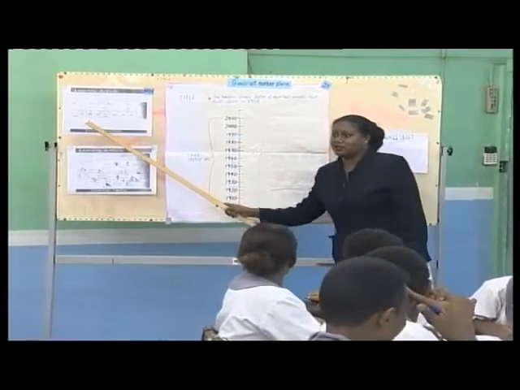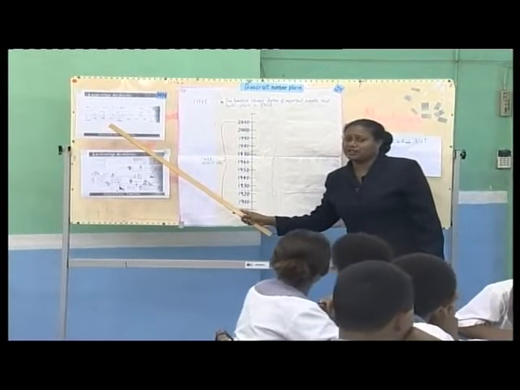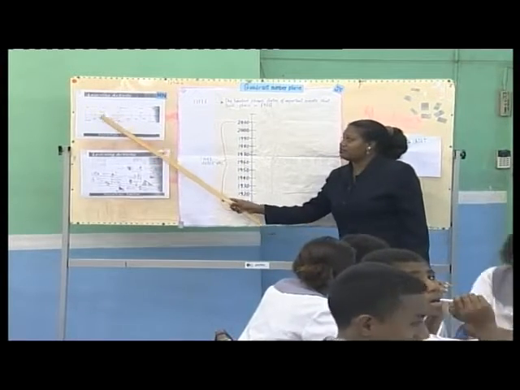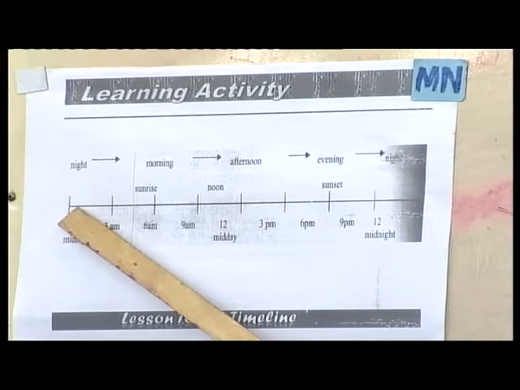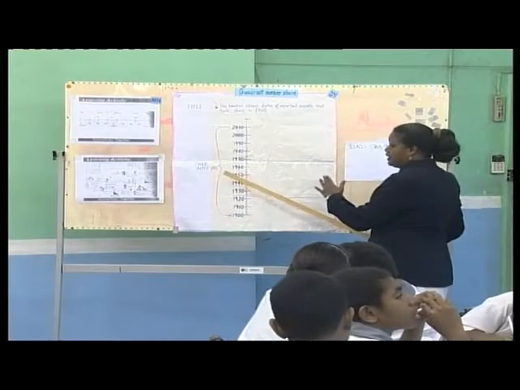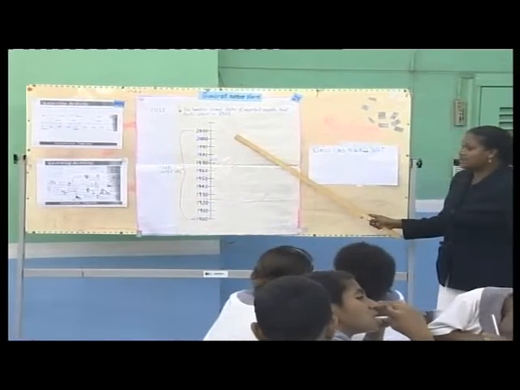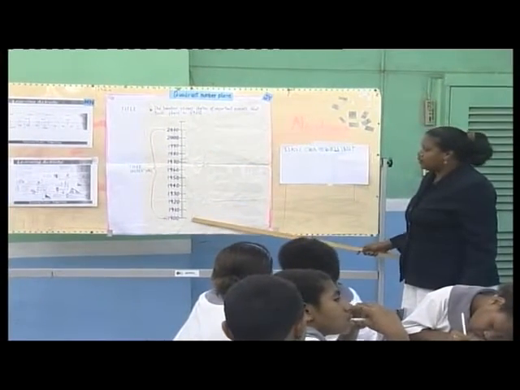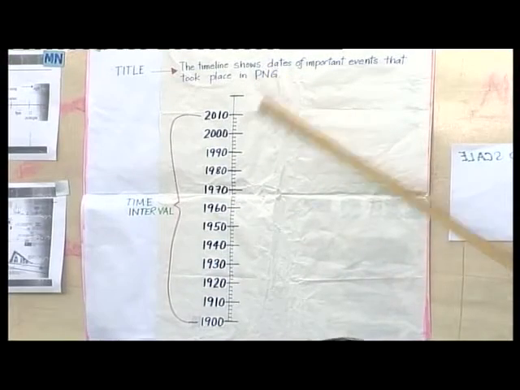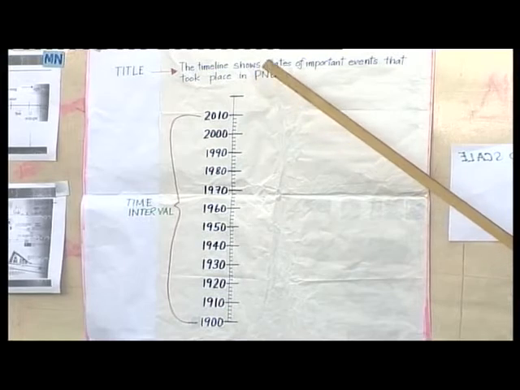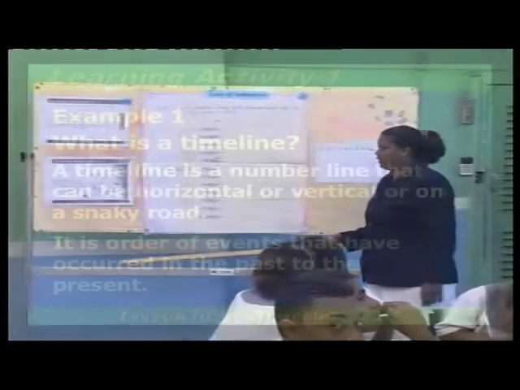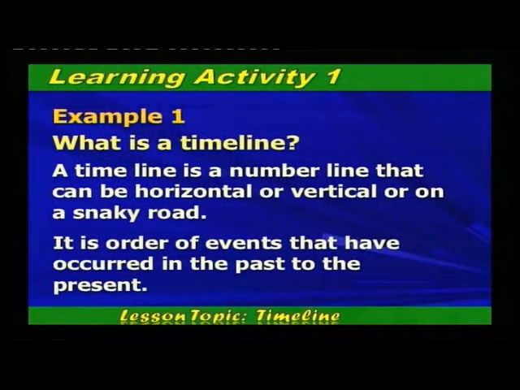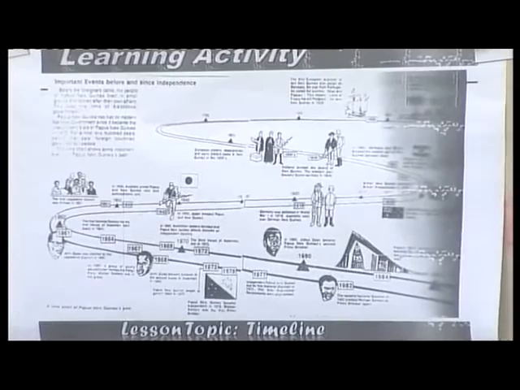Here it is horizontal because the line is running from which two directions? It is running from east to west or from left to right when you're facing it, from your left to the right. This is known as a vertical timeline because the line is running from north to south, south to north, or from the top to the bottom or bottom to the top. That's why it's known as a vertical timeline. We also have a timeline which is on a snaky road, as you can see in our third example.